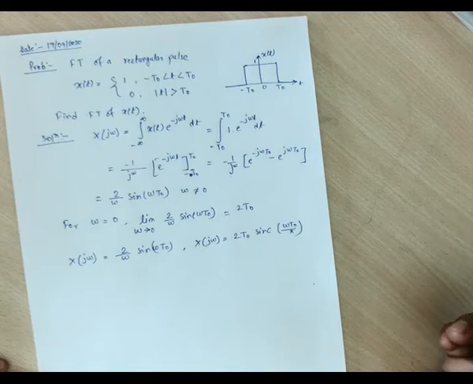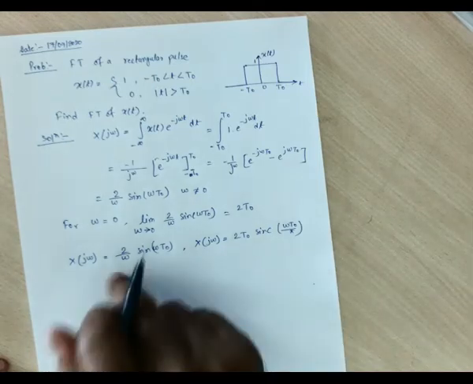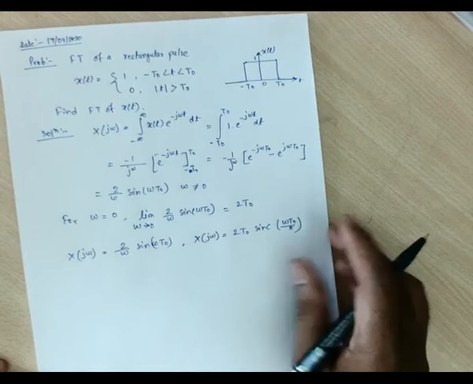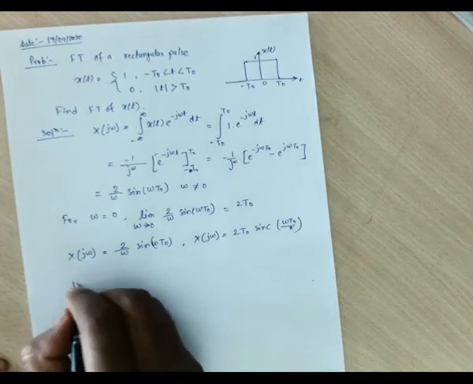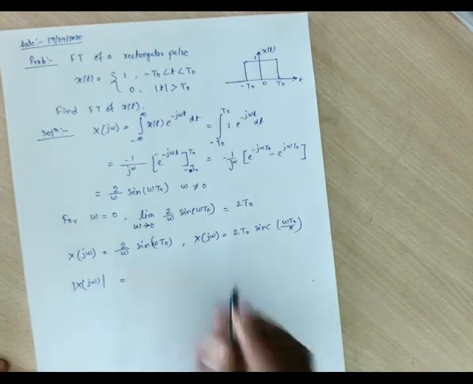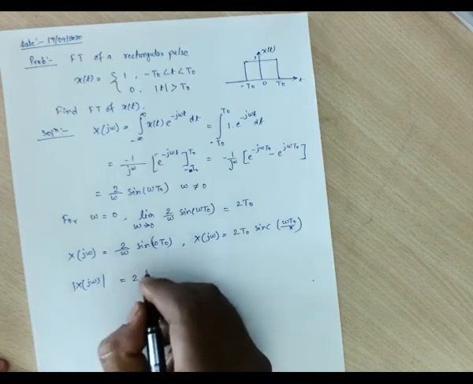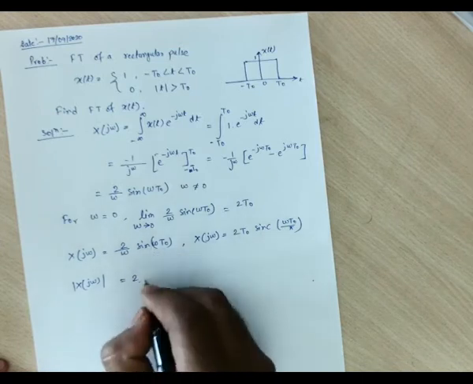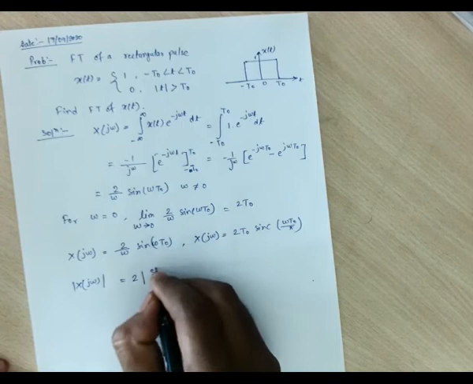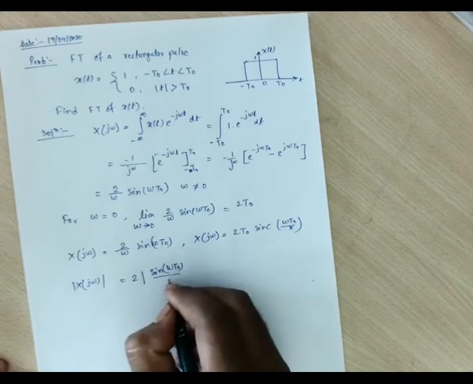What is that sinc function? Sine of pi u by pi u, right? That is the sinc function, so we can also represent this one as a sinc function. So what will be the magnitude spectrum? Magnitude of X of j omega is twice the magnitude of this part, sine omega t naught by omega.